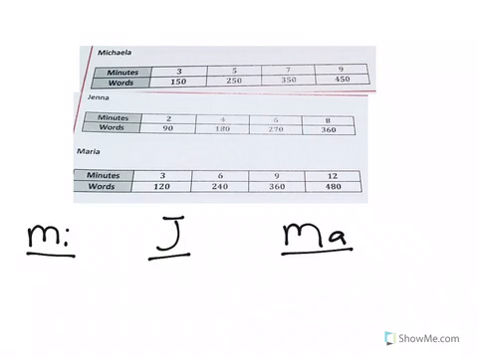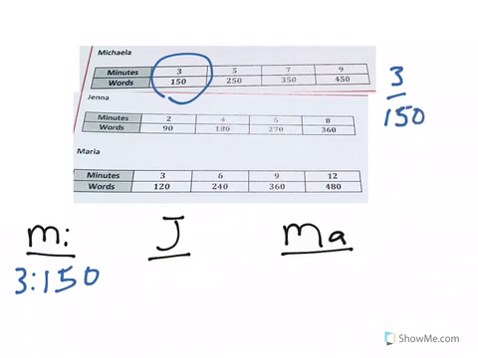Okay, if we look at Michaela, let's start there. We see that she has a minutes to words ratio, we're just going to look at the first column, of 3 to 150. So 3 minutes, 150 words. If I wanted to write that as a fraction, I could write 3 to 150.